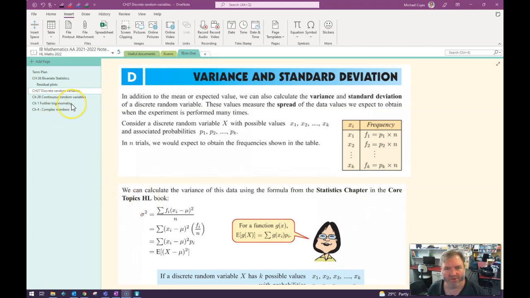with part B on our discrete random variable video series. This one is for the HL students, variance and standard deviation of a discrete random variable. We've seen how to find the expected value. We can, of course, find out not just the mean, but information about the spread of data.